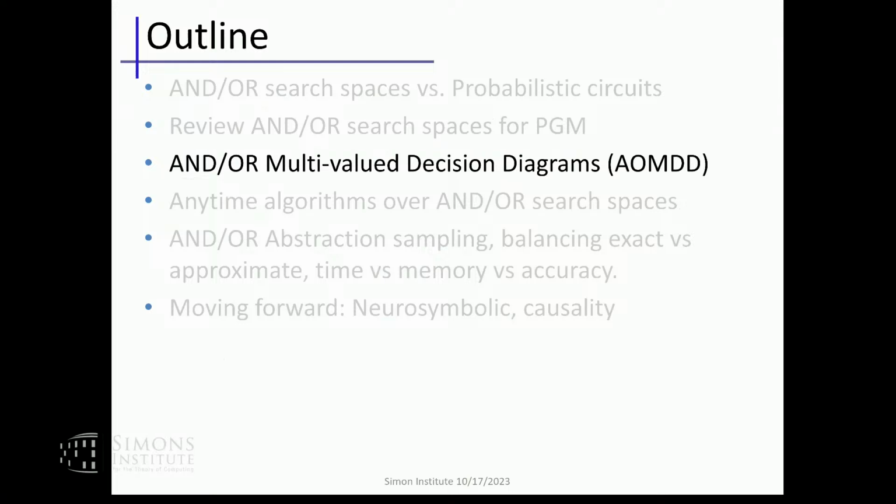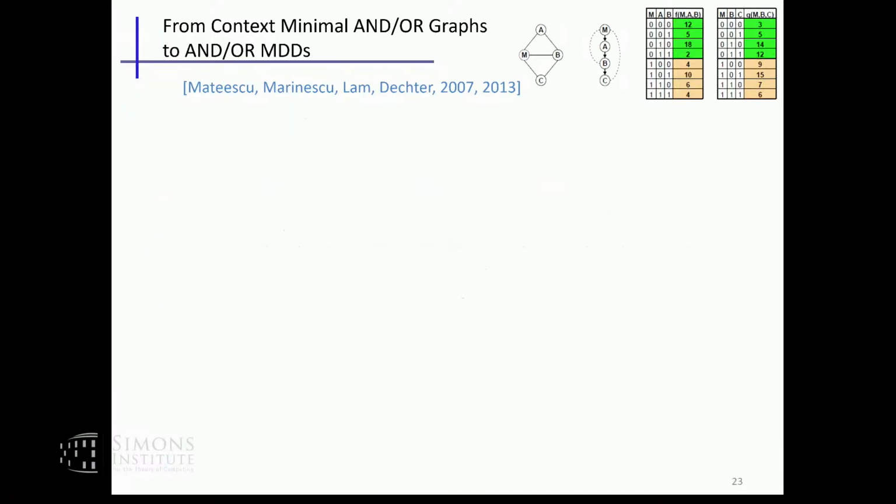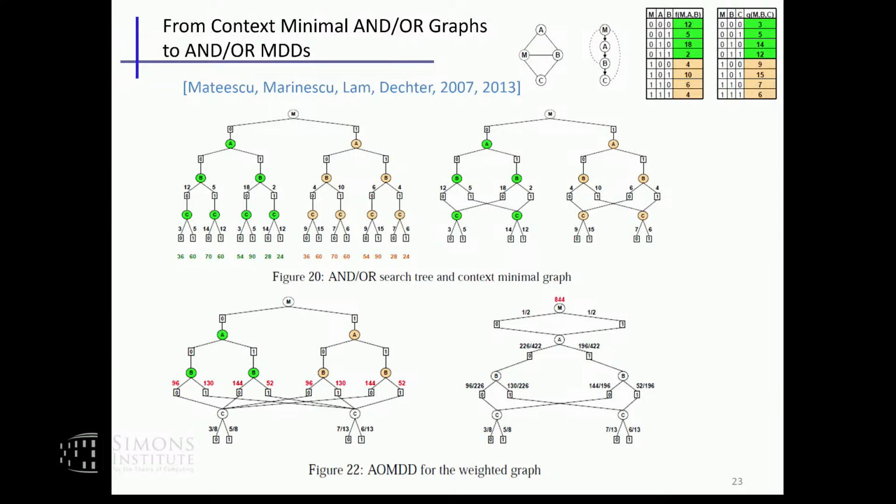So that was my introduction of AND/OR search graphs. I think many of you are familiar with that. We also used it for compilation. We explored the possibility of starting from an AND/OR context minimal graph and compiling it in the same nature that you do with OBDDs, and we developed this notion of AND/OR multi-valued decision diagram, and we were able to show, here is a tree, here is a context minimal graph, and we can compact it to the minimal AND/OR multi-valued decision diagram.